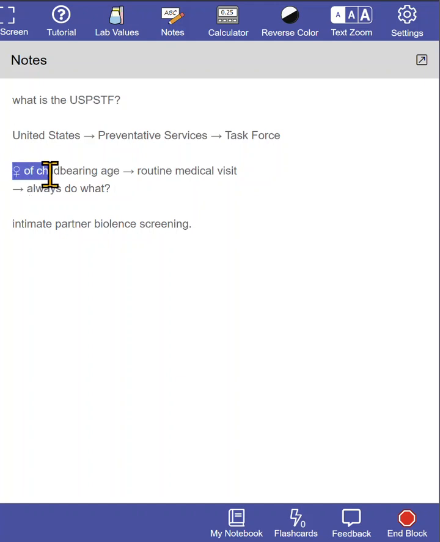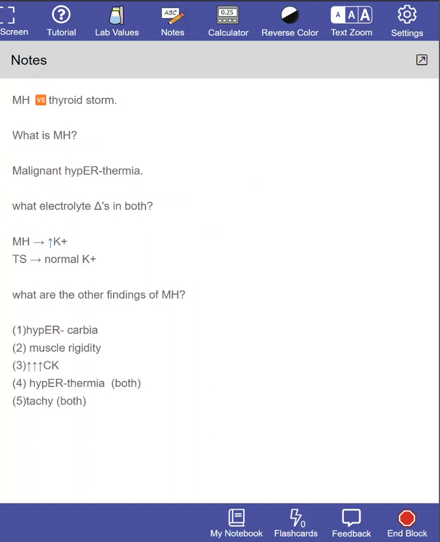So, female of childbearing age, routine medical visit, always do intimate partner violence screening, I think this means. So you just want to check every single time, if they're sexually active, in childbearing age. They don't even have to be sexually active.